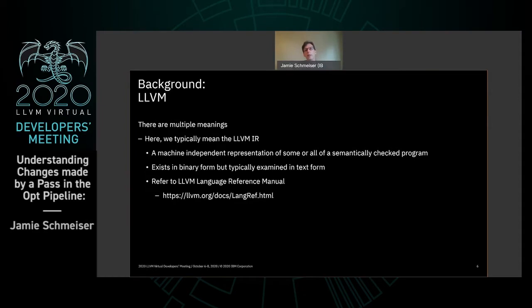LLVM has multiple meanings, but here it typically means the LLVM IR. This is a machine-independent intermediate representation of a portion of code, which we will typically look at in a text form. The LLVM reference manual can be found online at the location shown.